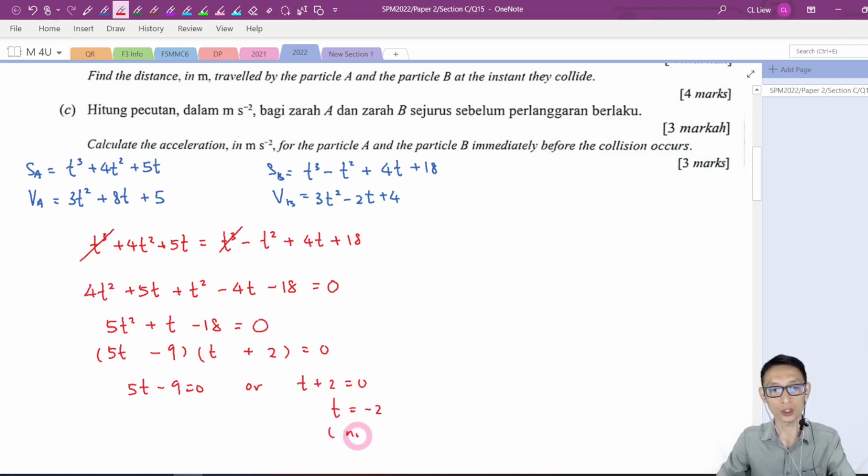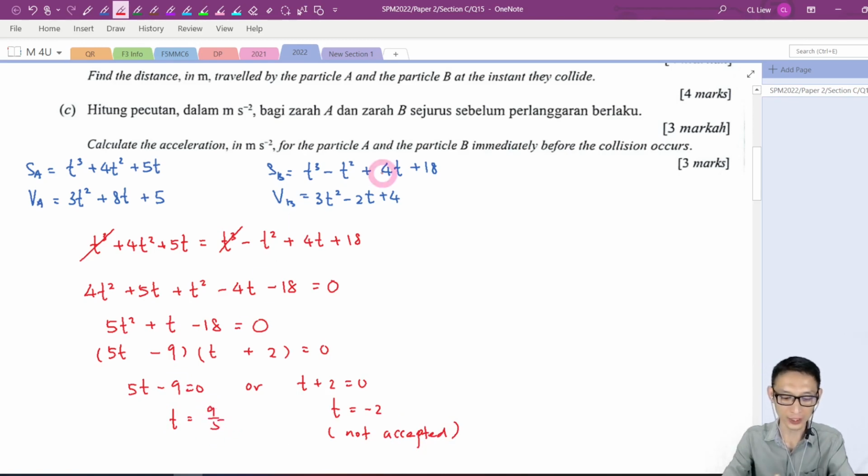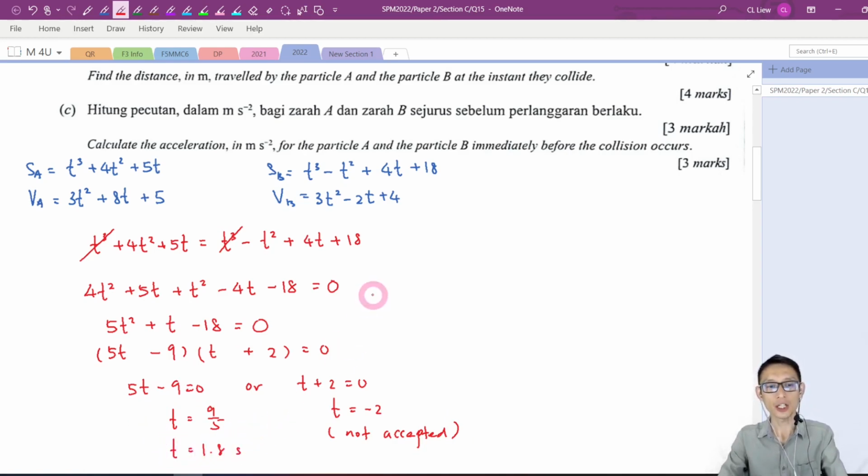This one is not accepted because the time, right, cannot be negative. Not accepted. The t over here is 9 over 5. So 9 over 5 we also can write in decimal, which is 1.8. Okay, now we know when t is equal to 1.8, they collide, they meet each other. So I want to know the distance traveled by particle A and particle B at that particular moment.